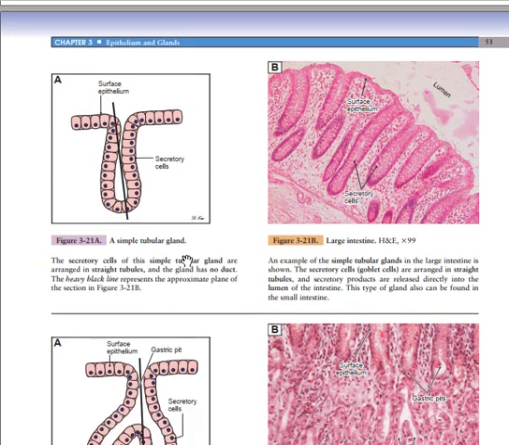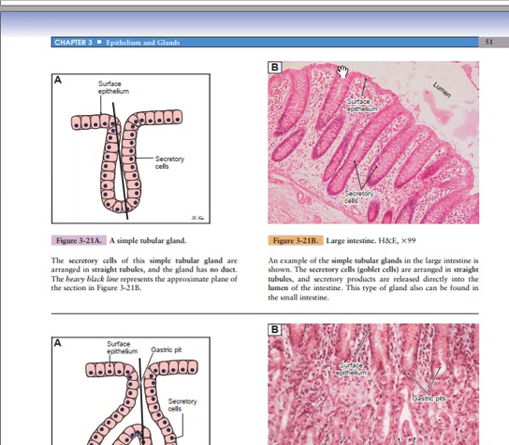Now the next thing is that we have multicellular glands. A multicellular gland can either be a simple tubular. This is a schematic representation of a simple tubular gland. As I said, the base is going to be like a test tube. This is a simple tubular gland, so that is the schematic representation. Now this is the histologic representation of a simple tubular gland. So for the histologic representation, what do we show?